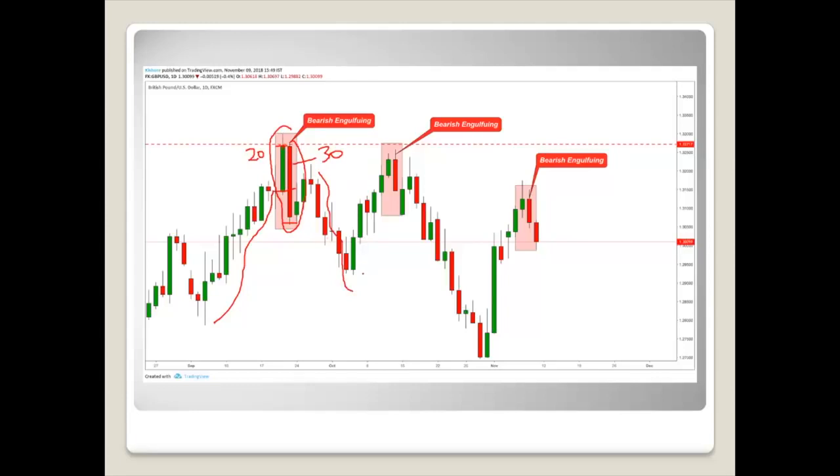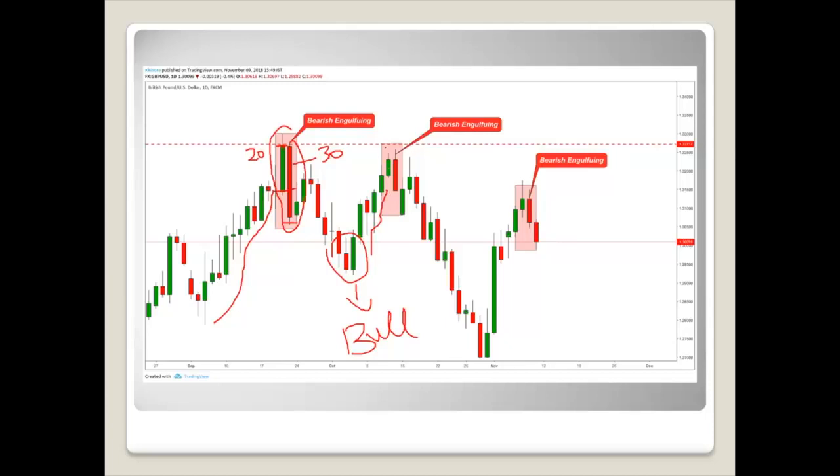And the second scenario: this is 10 points, and then we have 15 points. So this area is again considered a bullish engulfing. Now this area is considered bullish. The bulls are in control of the market, and the market started to go up.